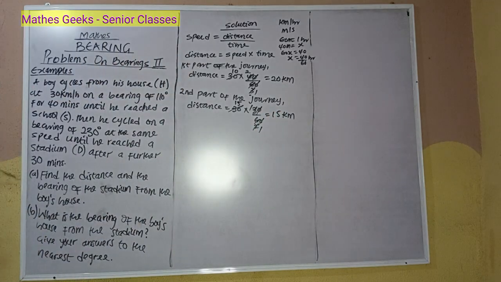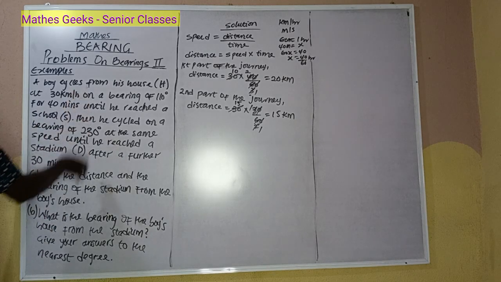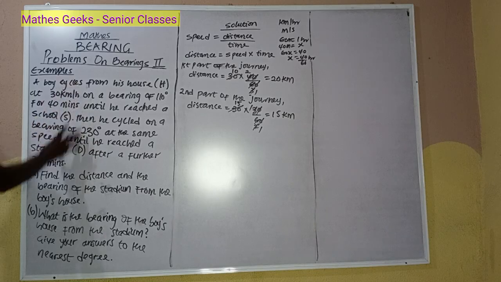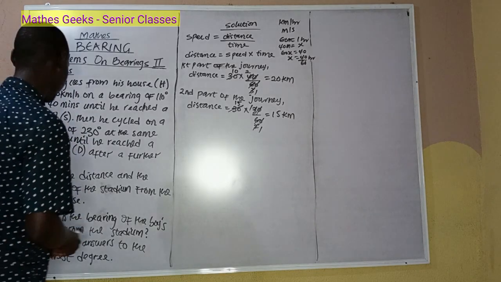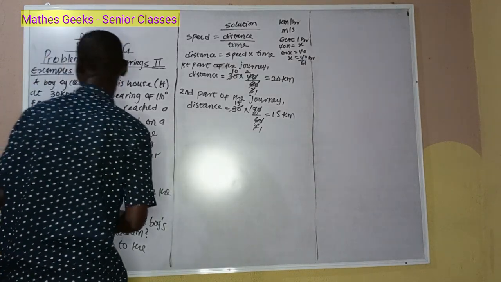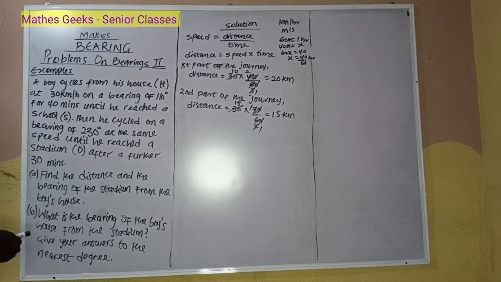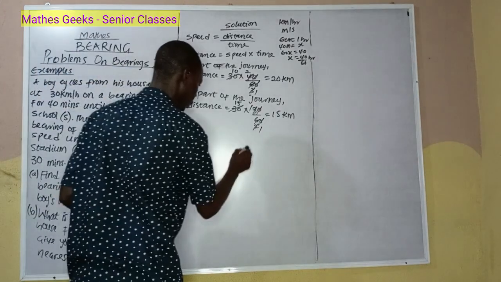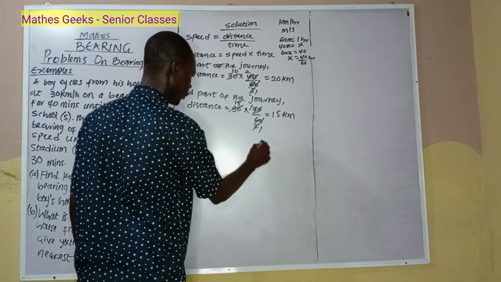The next step is to sketch our diagrams from this information and then solve the questions. A boy cycles from his house H at 30 kilometers per hour on a bearing of 110 degrees. So let's call here H.